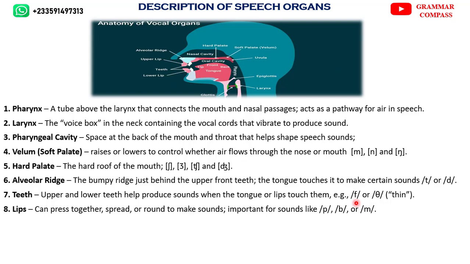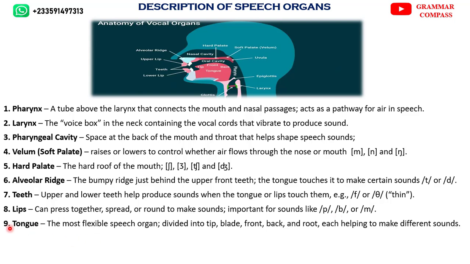Now, let's talk about the lips. The lips, they are multitaskers. They press together whenever you are producing these sounds. So try producing these sounds. You will see that your lips are going to be pressed together. P, B, or M. The lips are pressed together. Without the lips, you can't produce certain sounds.